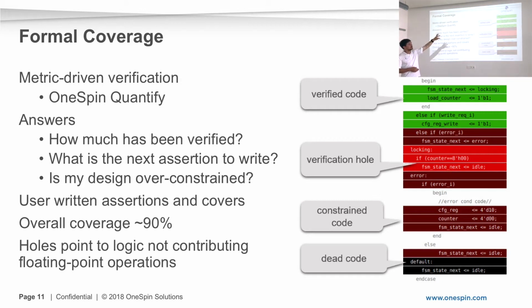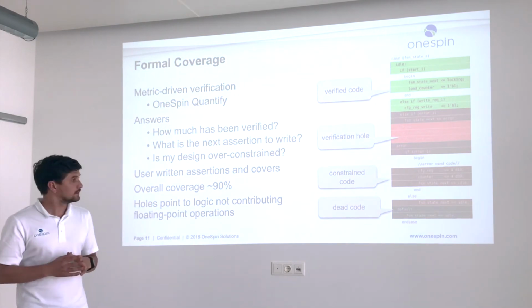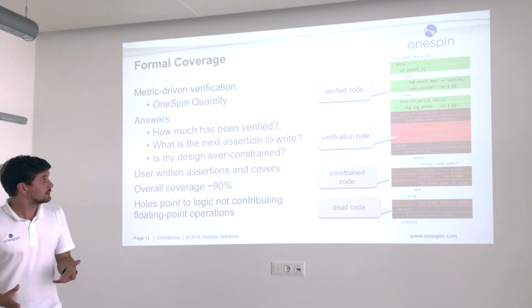You can see on the left side of the slide that the quantified solution is annotating the parts of the code with colors. For example, verified code means that an assertion is verifying that part of the code. It's annotated in green. If we don't have any assertion, then we have a verification hole, annotated in red. If we constrain it from the interface, it gets annotated in brown. And if the designer is introducing code that cannot be accessed, it is annotated in black, which means it's dead code.